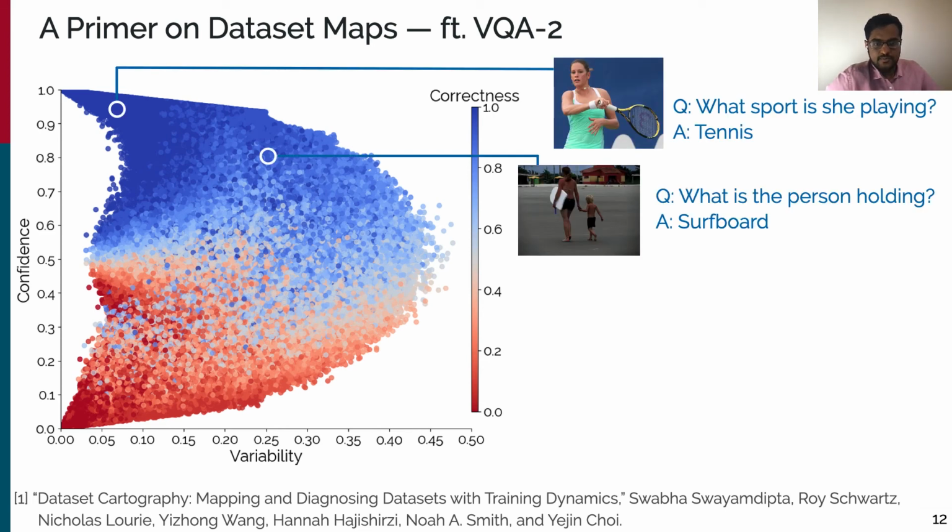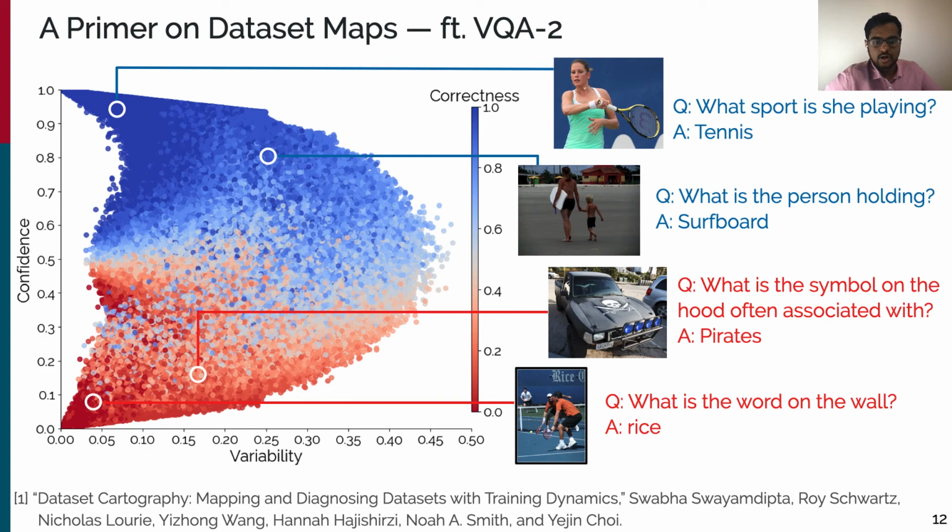Examples near the top of the map are super easy to learn. However, as you climb down the map, especially towards the bottom left, you start to run into harder and harder examples, bottoming out at examples that are assigned zero confidence, examples that the model never places probability mass on the right answer for, with zero variance.